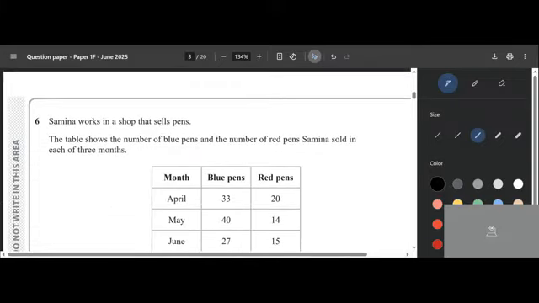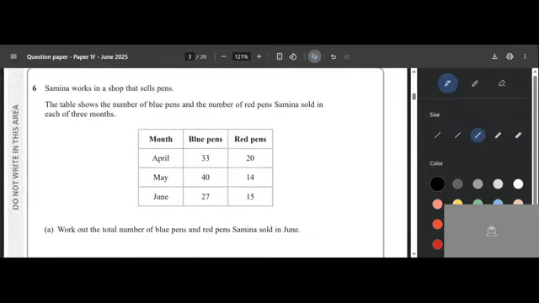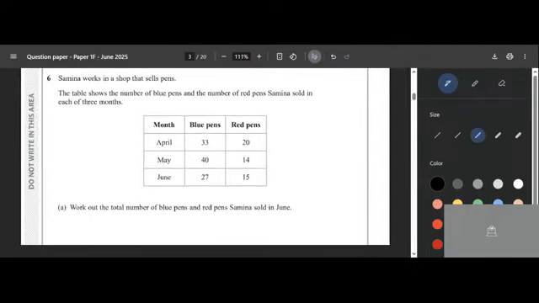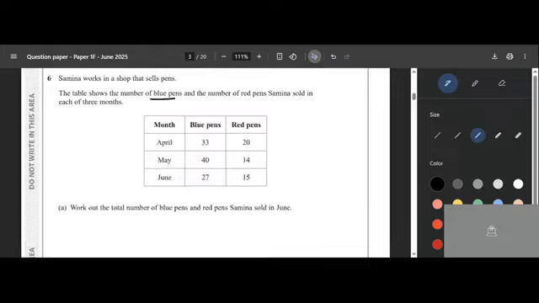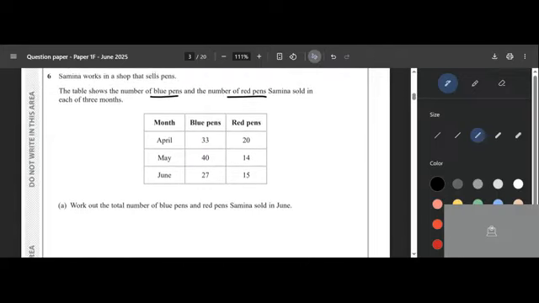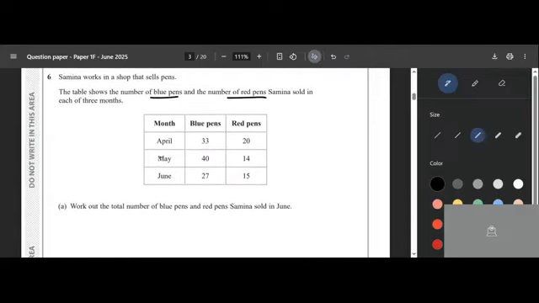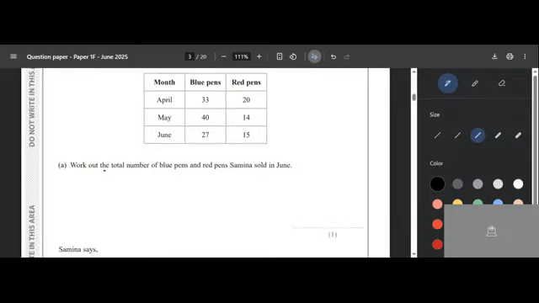Then question 6, you're told that Samina works in a shop that sells pens. The table below shows the number of blue pens and the number of red pens Samina sold in each of 3 months. So you can see the table there. In April, this was the number. May, it was 40 and 14. June was 27 and 15. Work out the total number of blue and red pens sold in June. So I'll just come to June and look at the numbers. So it means we are adding.